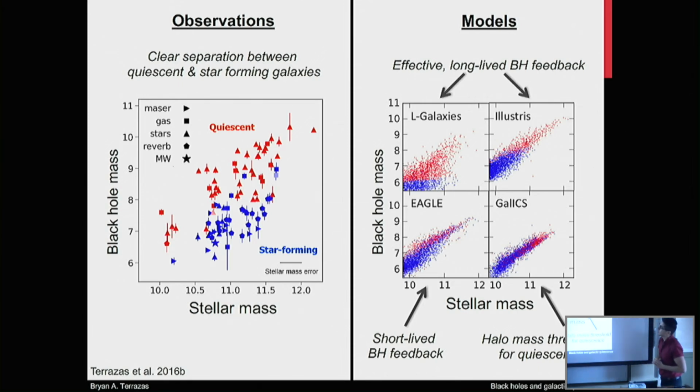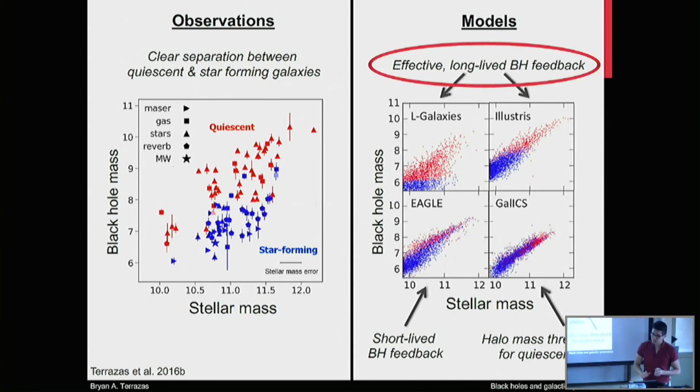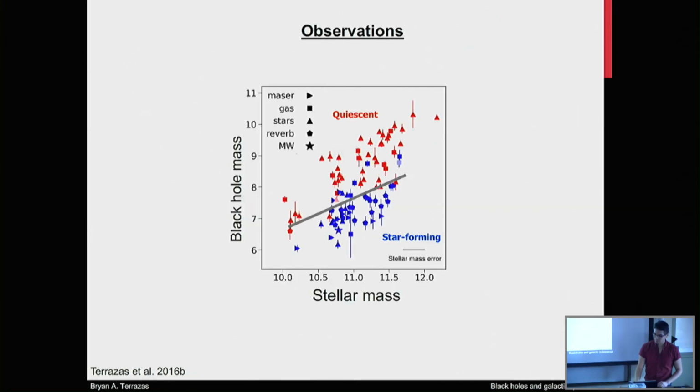For Illustris and L galaxies, they provide more of a permanent shut-off of star formation as soon as you start getting black hole feedback to be effective. And here, I'm showing that these observational results can give you a very decisive observational diagnostic test for galaxy formation models. And for these galaxy formation models that I show here, I show that effective, long-lived black hole feedback really works to replicate the qualitative feature that quiescent galaxies and star-forming galaxies lie in distinct parts of this plane.